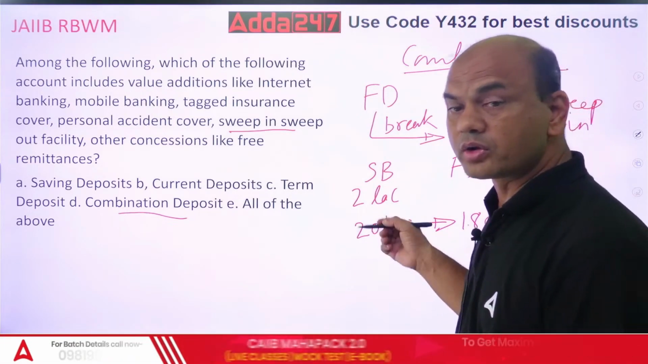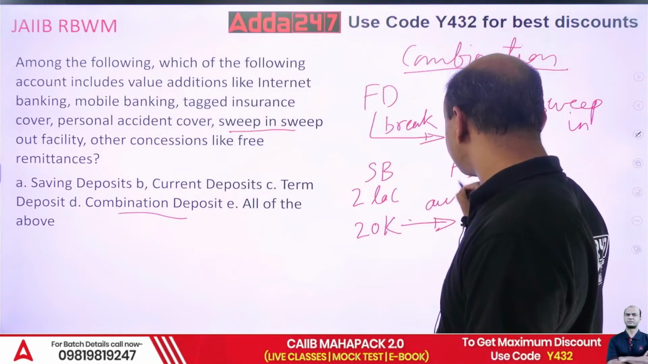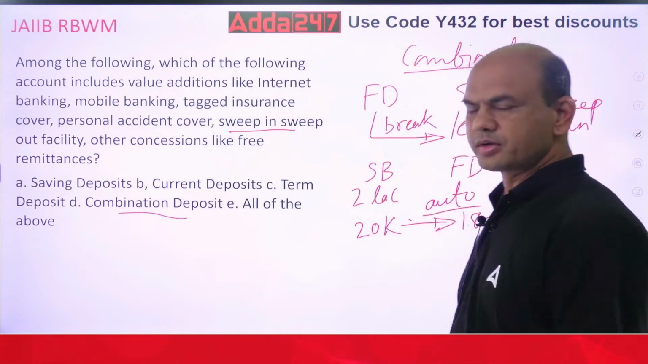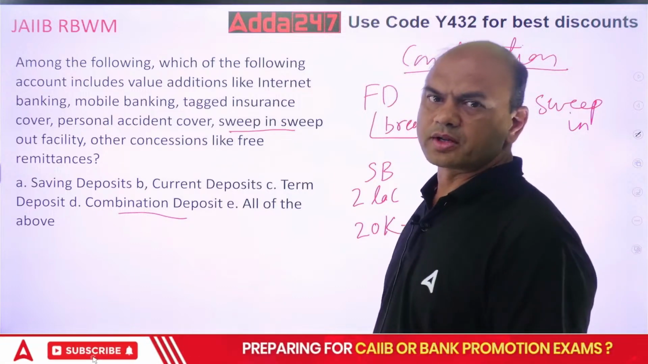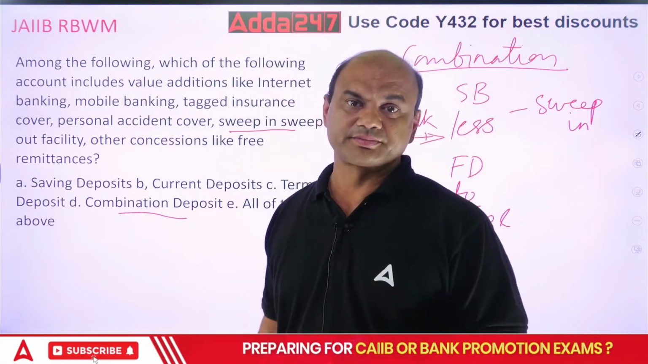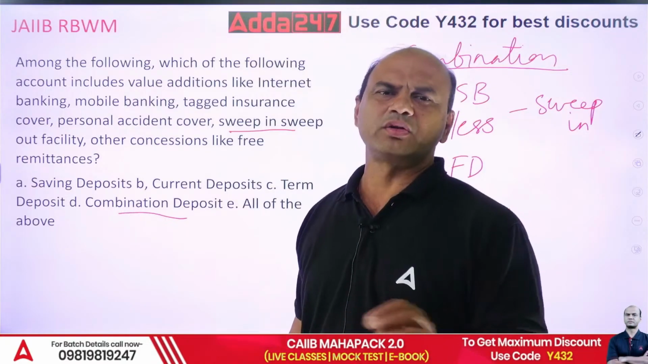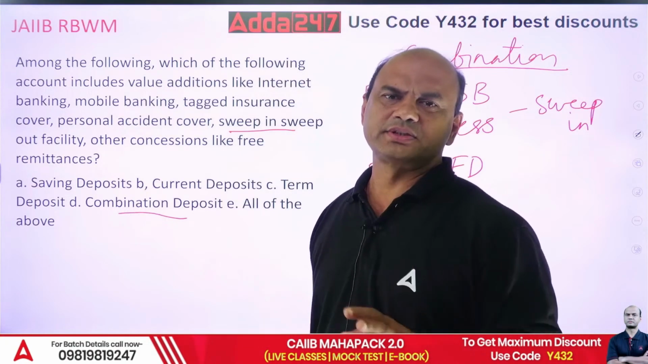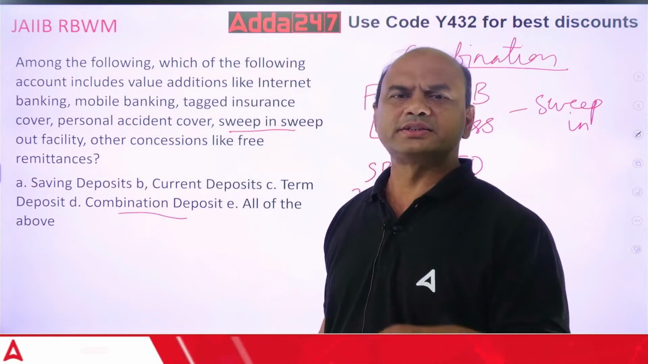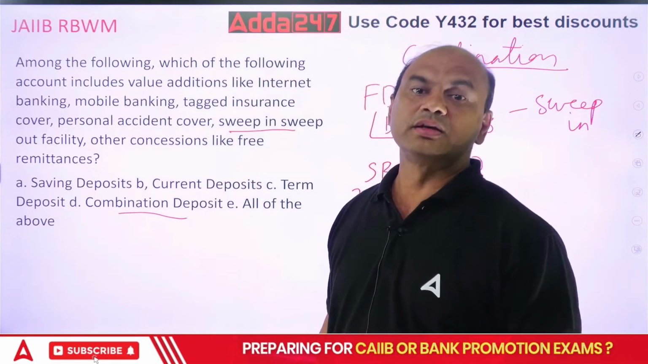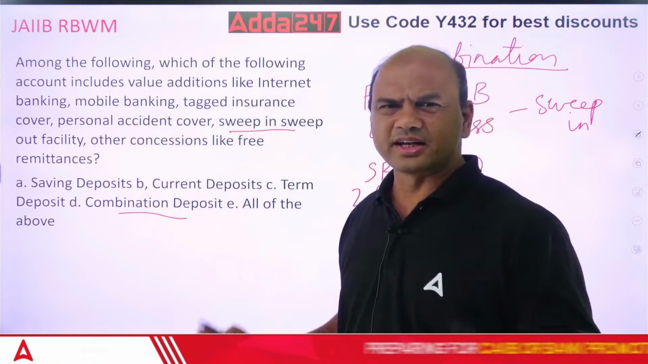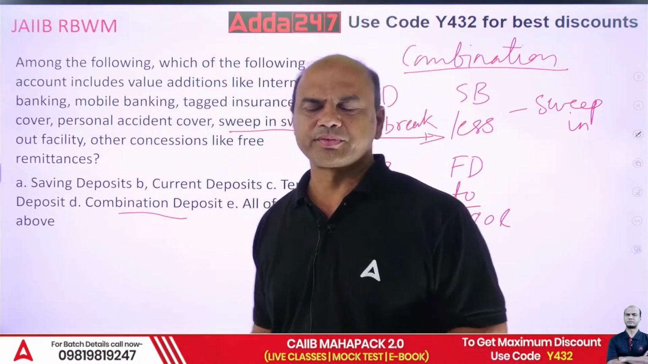We'll make it an auto FD. Okay? Because of this auto FD, what happens? I earn a higher rate of interest. Make an auto FD for any of these funds for, let's say, 3 months. So I'll earn some higher interest. So that is the basic logic. Sweep in, sweep out. Okay?